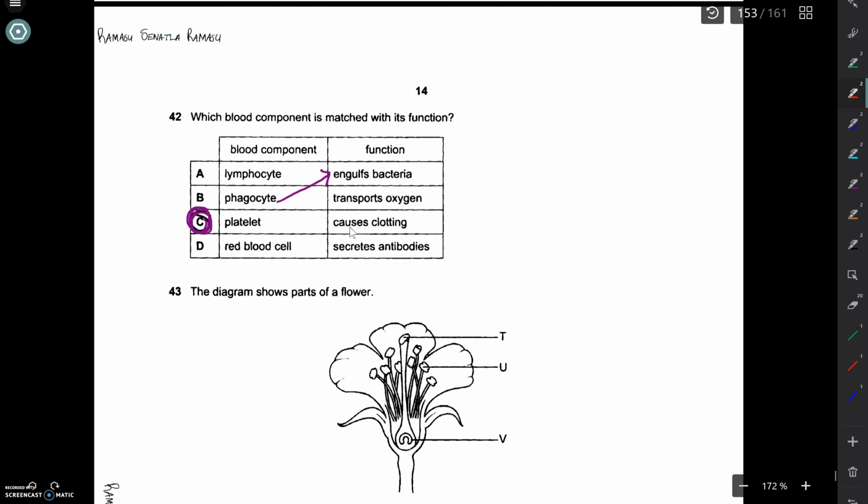Lymphocytes secrete antibodies, and red blood cells transport oxygen. Red blood cells transport oxygen. So your answer there is C.